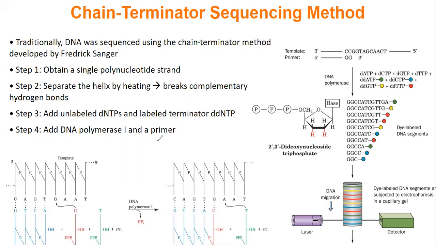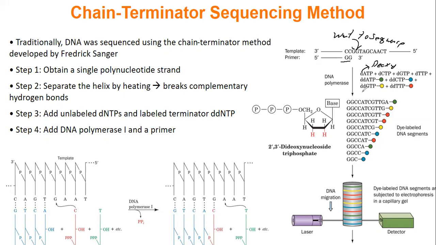Then you use his technique. So this template, what's showing here, is what we want to sequence. And so we start with a primer, and then we add a bunch of nucleotides. We have our regular nucleotides, dATP, dCTP, dGTP, dTTP. This d stands for deoxy. So we have dATP, dCTP, so on and so forth.